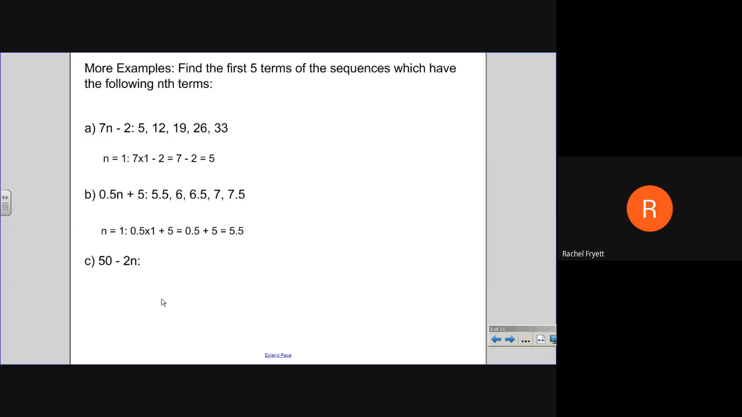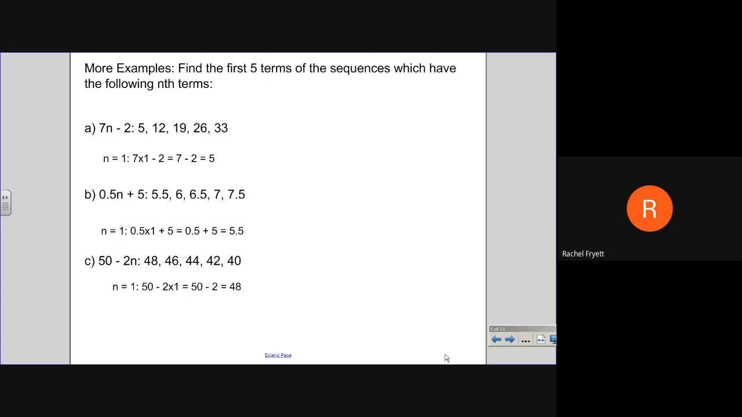Okay, the last one I'm going to go through is where we've got a negative number in front of the n. I'm going to do the same process. I'm going to say n equals 1. I'm going to do 50 take away 2 times 1. So 50 take away 2, which is 48. So I'm starting with 48. Now, because this is a take away 2 and a minus 2n, instead of adding 2, I'm going to subtract 2 to get the next one. So I've got 48 take away 2 is 46. Take away 2 is 44. Take away 2 is 42. Take away 2 is 40.